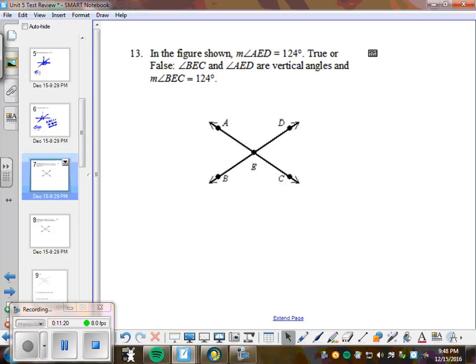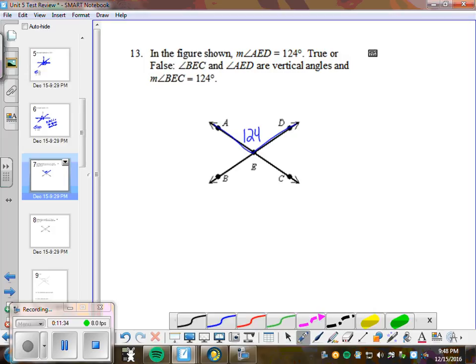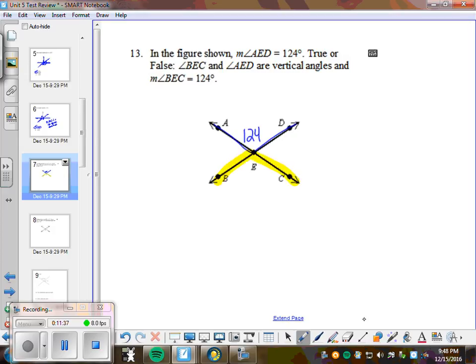All right, 13. In the figure shown, the measure of AED, so this angle, is 124. Now, true or false? BEC, which is this one, and AED are vertical. That would make the big X. So that angle would be vertical to that angle. Okay, BEC would equal what? 124. So this one is true.